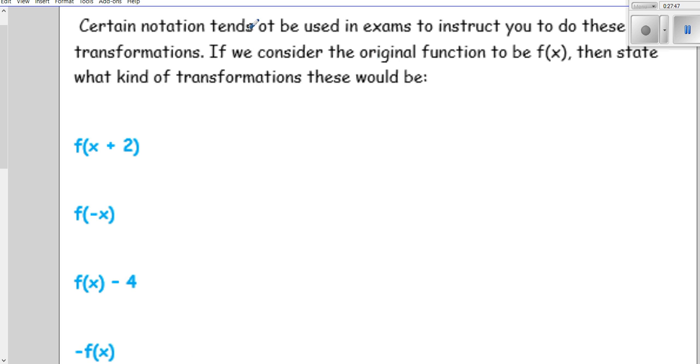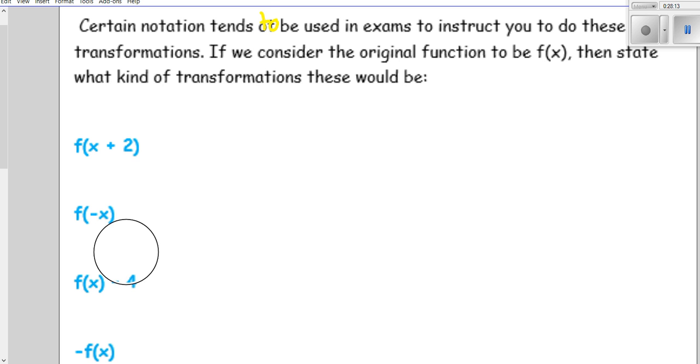What do I mean to write? Certain notation tends to be used in exams to instruct you to do these transformations, like these kind of things. This is the way they'll instruct you. They'll say, sketch this or find this kind of thing, like how we were just talking about a bit then on the previous page.